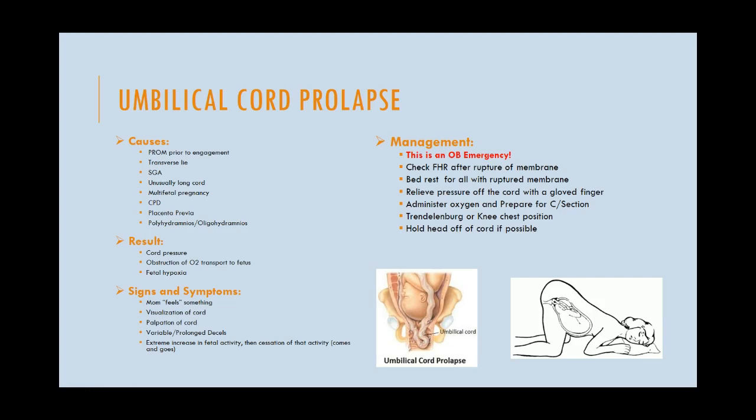On the fetal heart rate strip, some things you might find are variable and prolonged deceleration. There will be an extreme increase in fetal activity and then a cessation of that activity. And that can come and go because you think about it in terms of somebody cutting off your airway supply. You're going to have a lot of activity to start with until you pass out, right? Kind of the same concept, for lack of a better way to explain that.